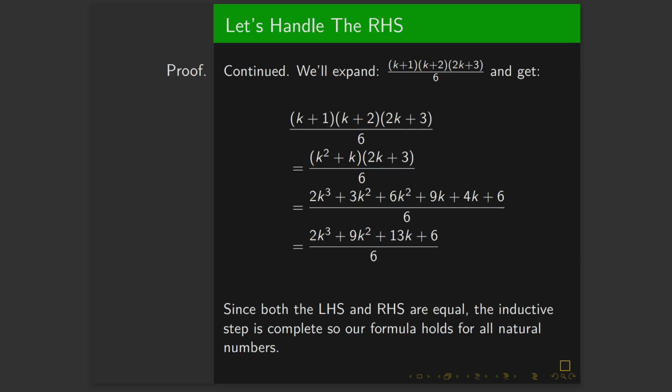So since the left-hand side and the right-hand side are equal, the inductive step is complete. Since if our formula holds for k and then it holds for k plus 1, it means that Benny can jump across every lily pad, so it holds for every natural number. And honestly, that's all you need to write. When you're done with the inductive step, you say that the inductive step is complete, so our claim holds for every single number. You don't actually have to explain the, oh, because of this, because it's already implied.